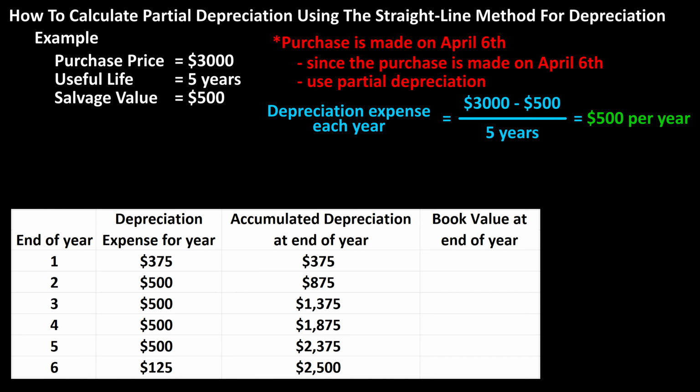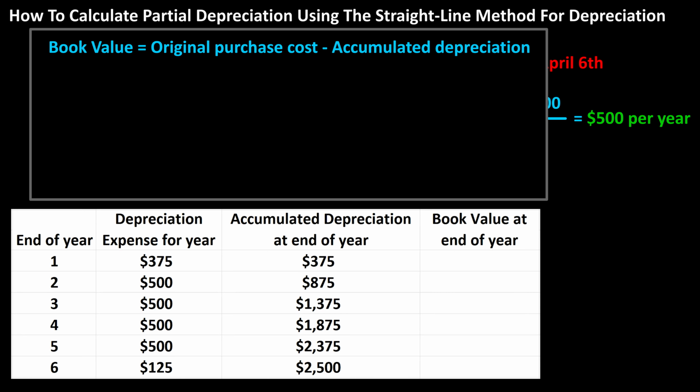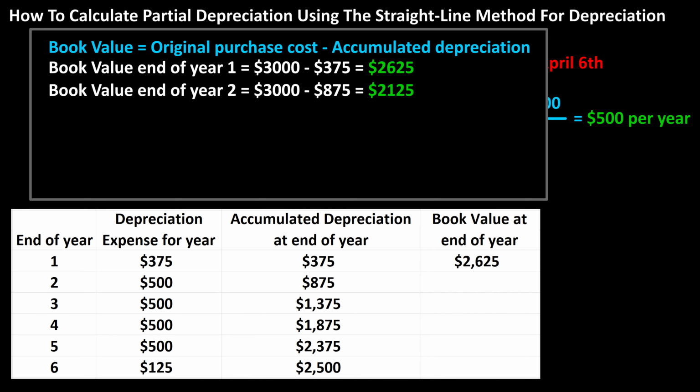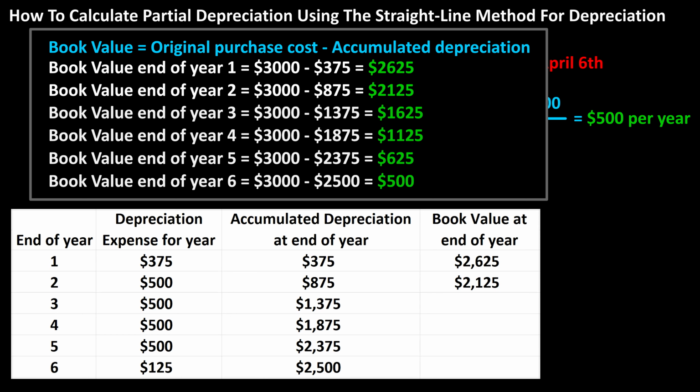Now for the last column, the book value at end of year. This is the original cost of the asset minus the accumulated depreciation at the end of the year. So the book value at the end of year 1 will be the original cost of $3,000 minus the accumulated depreciation at end of year 1, $375, which equals $2,625. And at the end of year 2, we have $3,000 minus the accumulated depreciation at end of year 2, $875, which equals $2,125. And here are the other book values for years 3, 4, and 5. And for year 6, we have $3,000 minus $2,500, which equals $500 as the book value.